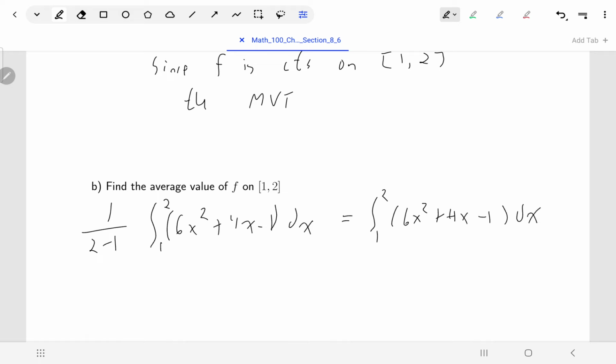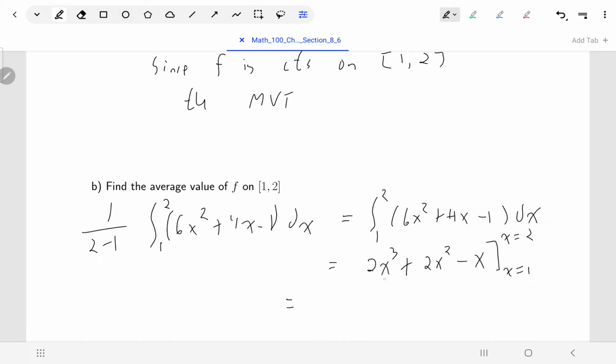And we know how to do that, so I'll just evaluate and integrate and evaluate. So the antiderivative of 6x squared would be 2x cubed. For 4x, it's 2x squared. And for 1, it's x. And we'll evaluate that between 1 and 2.